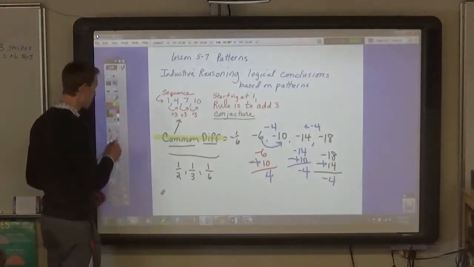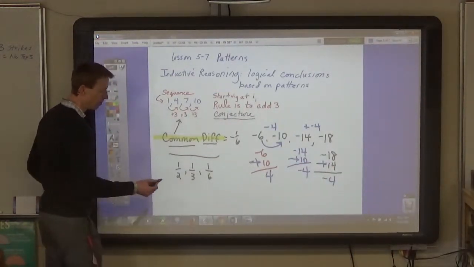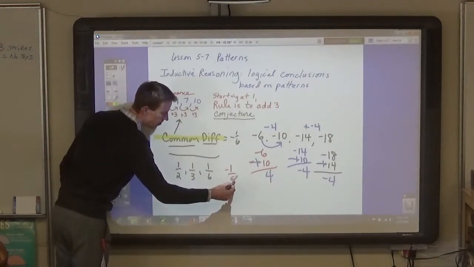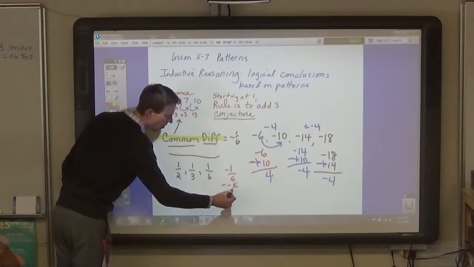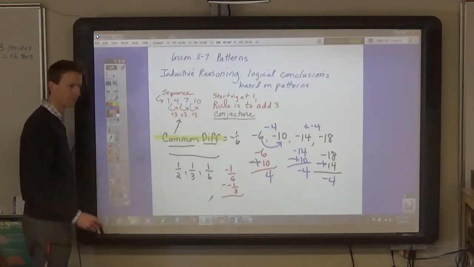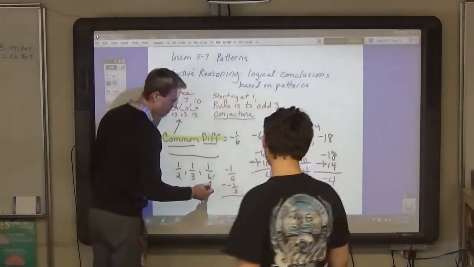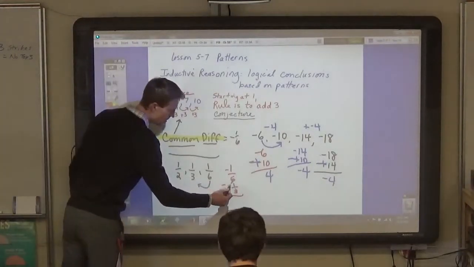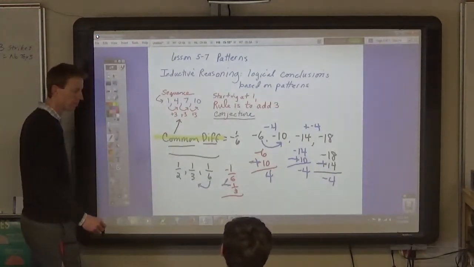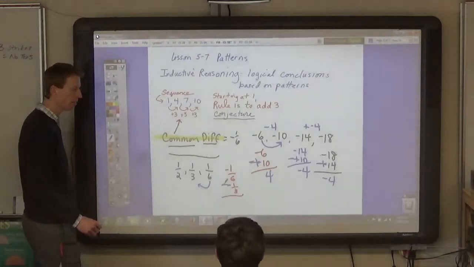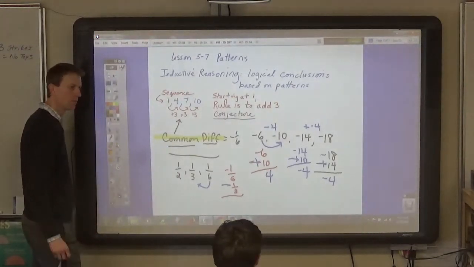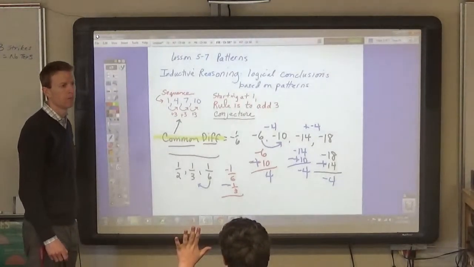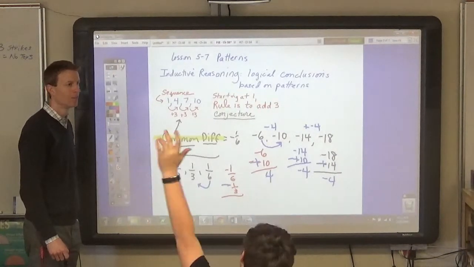What would the common difference be? By subtracting. Yeah. So in other words, 1/6 minus 1/3. Because we're subtracting. Yep. How would you do that, Christina? 1/6 minus 1/3. How do you subtract fractions? You don't remember?